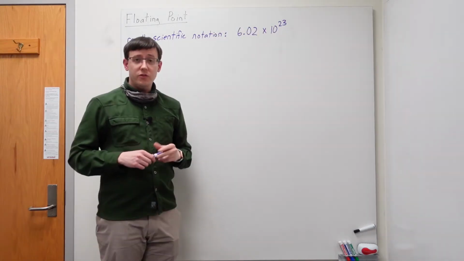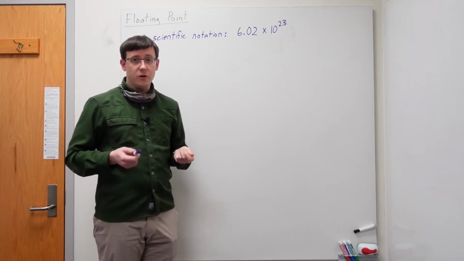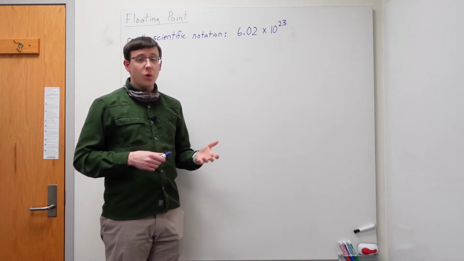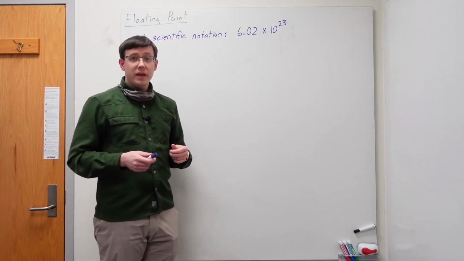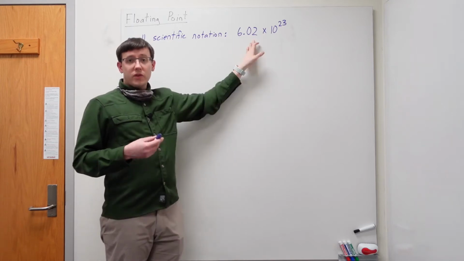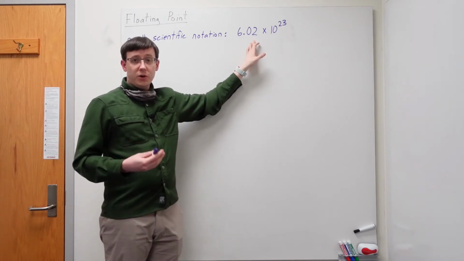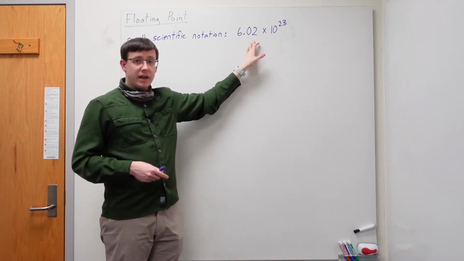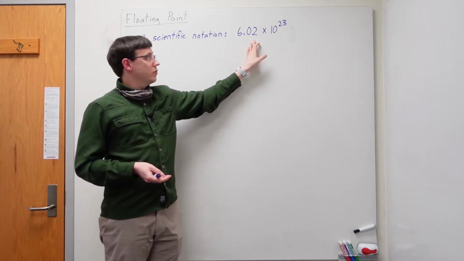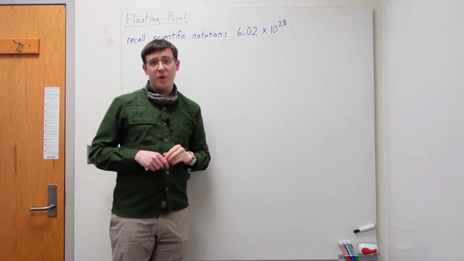At some point in the past, you have almost certainly encountered scientific notation, which is a way of writing very large or very small numbers in a way that doesn't take up an enormous amount of space. For example, in our normal decimal notation, this value would take at least 24 digits to write down, whereas with scientific notation, we can express it much more compactly.